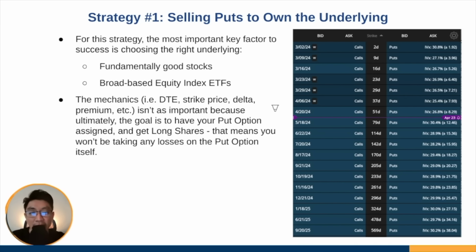Next, the mechanics. When we talk about mechanics, we're really talking about the DTE, the strike price selection, delta, premium, and so on. For this strategy, the mechanics aren't as important because ultimately, the goal is to have your put option assigned and then get long shares. That means you won't be taking any losses on the put option itself. The only loss comes from the stock selection. If you choose the wrong underlying and the market goes down, then you're going to lose on the whole overall strategy. So the mechanics are not that important, but I'll give you a guideline later on as to what I look out for.